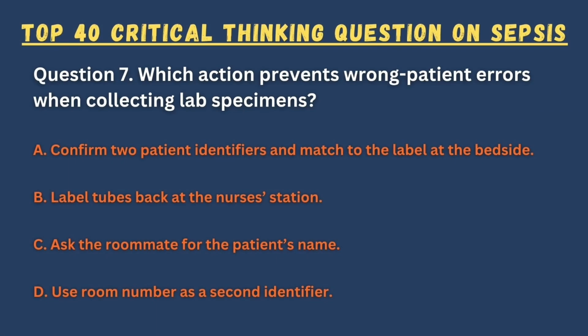D. Question 7. Which action prevents wrong patient errors when collecting lab specimens? A. Confirm 2 patient identifiers and match to the label at the bedside. B. Label tubes back at the nurse's station. C. Ask the roommate for the patient's name. D. Use room number as a second identifier.